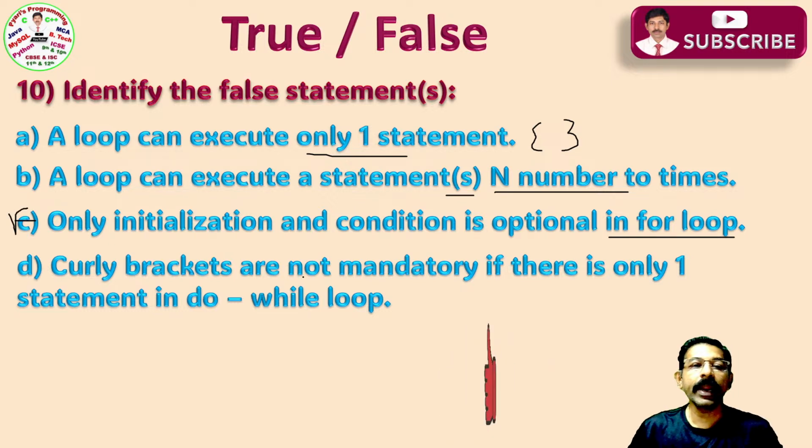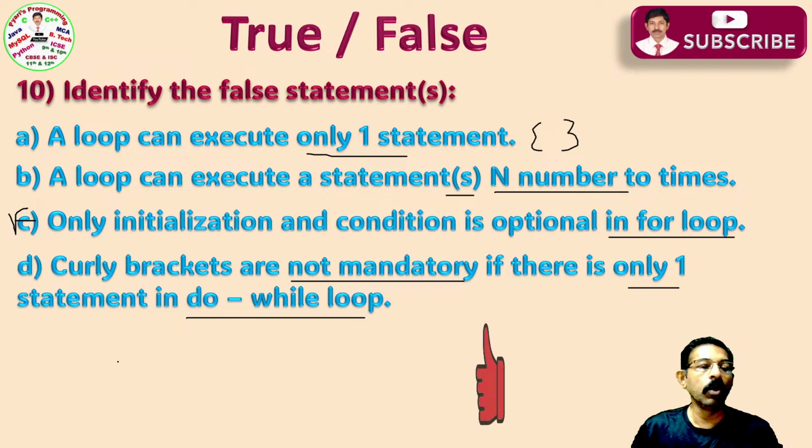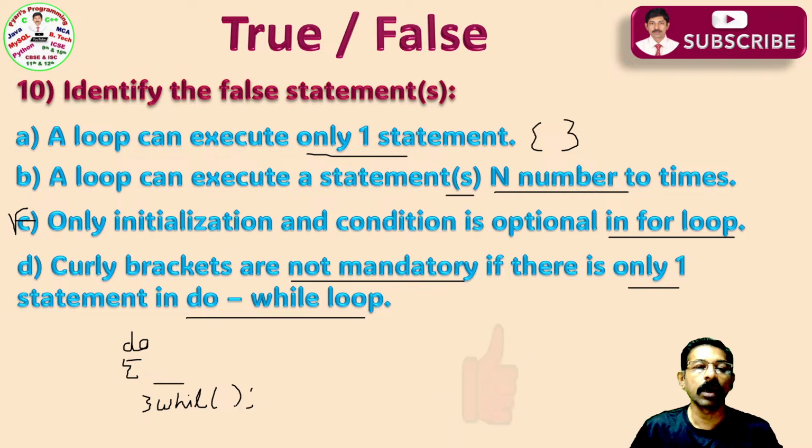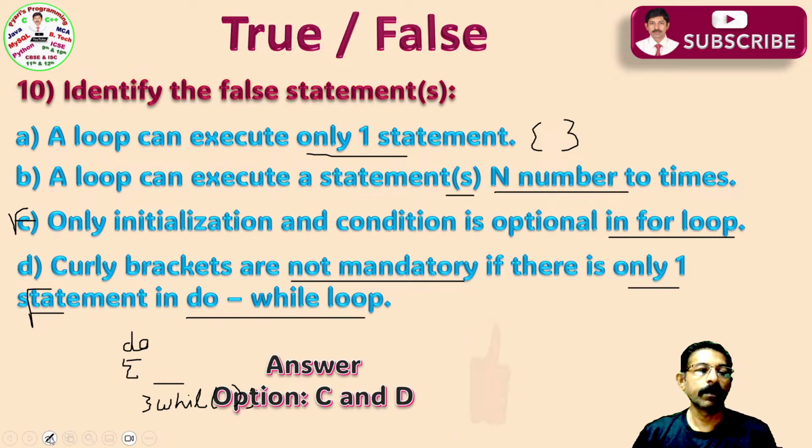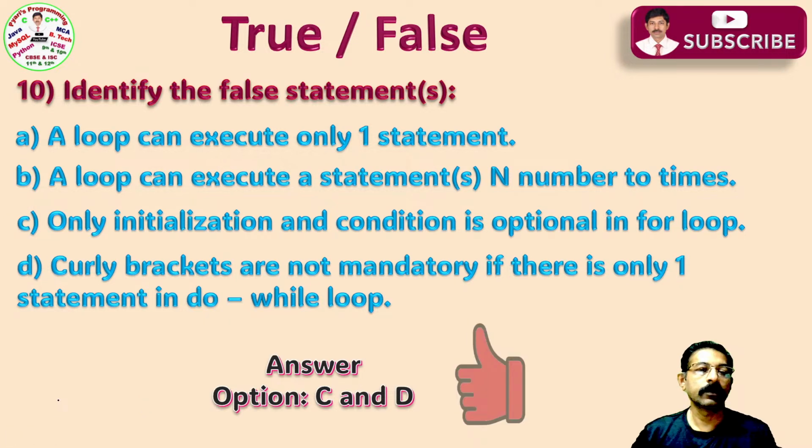Next D. Curly brackets are not mandatory, it is asking, if there is only one statement in do while loop. In case of do while loop, the syntax says that do, then we are bound to put curly bracket, then statement, then close the curly bracket, then while, condition within parenthesis, and semicolon. So syntax is most vital. Hence this is also false. So answer is option C and D.